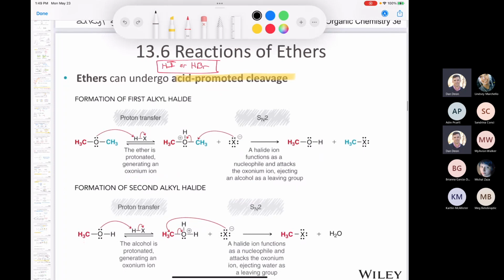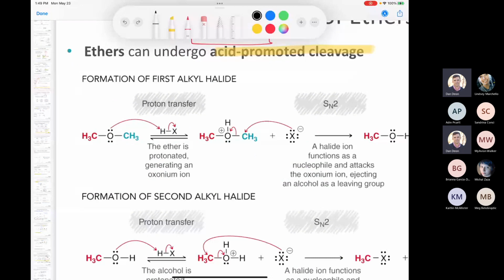I bet that this is one of those mechanisms that if I told you to sit down with a blank piece of paper and figure out what is going on here, you could figure it out without my guidance. Check it out. The first step is nothing more than a proton transfer on the oxygen of the ether to convert it into an oxonium. Now that you've got the positive charge on the oxygen, it sucks electron density away from the carbon, which renders both of the carbons more electrophilic.